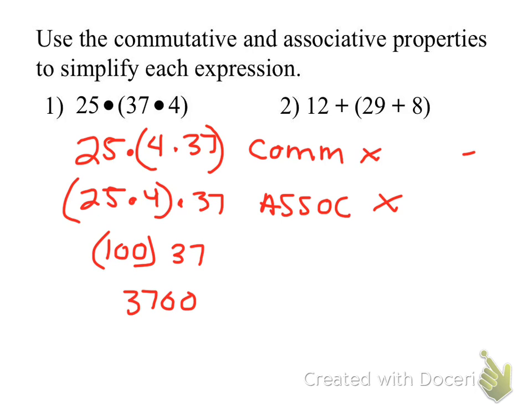So here I use my commutative property of multiplication and the associative property of multiplication so that I could do mental math. I think we do that all the time naturally. What I think we don't do is name what we're thinking about. Does that make sense?